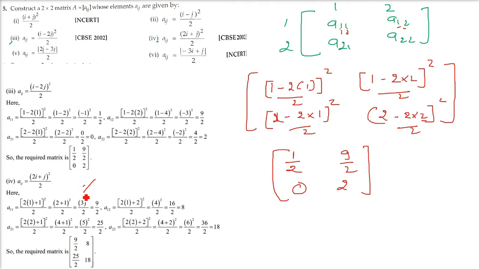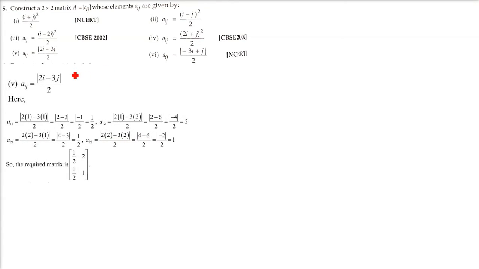I hope you'll be able to do (2i + j)² / 2. They are almost similar, okay? The next one, the fifth and sixth part, because they have the modulus. All other things remain the same, only the modulus is somewhat different. We'll do this fifth one. Sixth, I hope you'll be able to do it if you learn this fifth one.